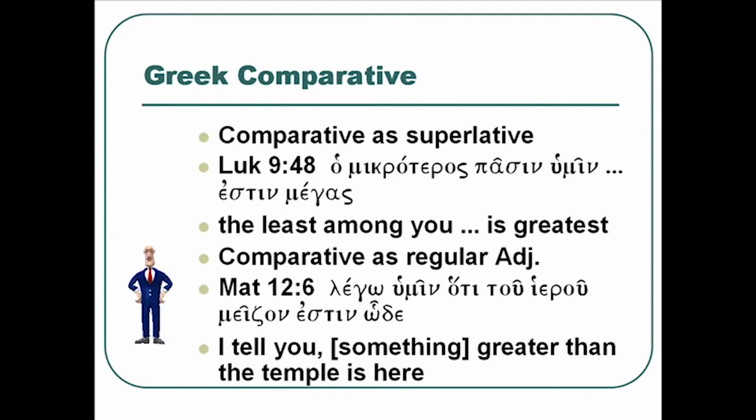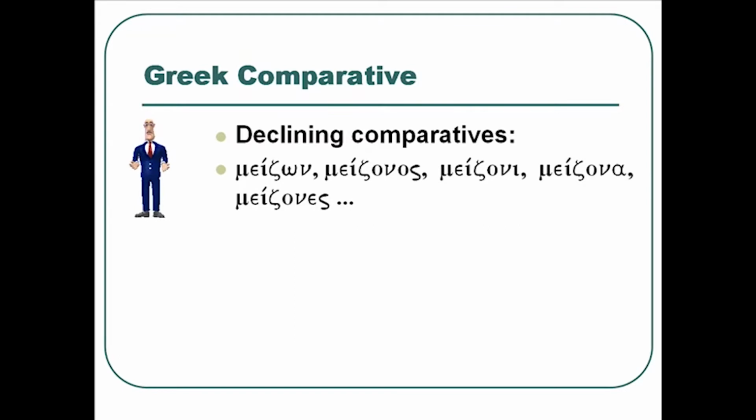So these are the various usages of the comparative, and we'll look a little bit further and see how they're formed next. Now the comparatives are taken as adjectives almost and just declined with the normal, for example, third declension noun form with meizon. So meizon becomes meizonos, meizoni, meizona, meizones, etc. So using the third declension endings there.